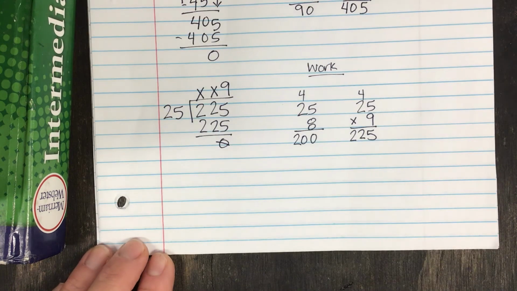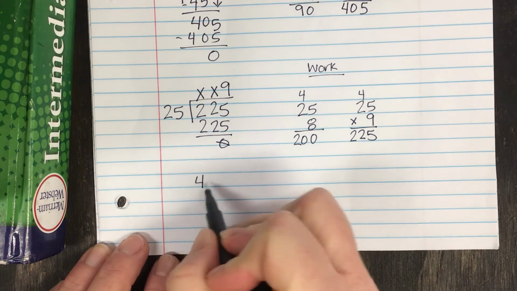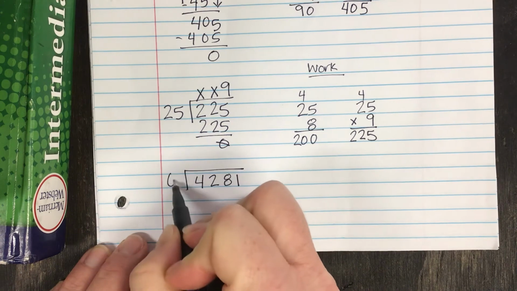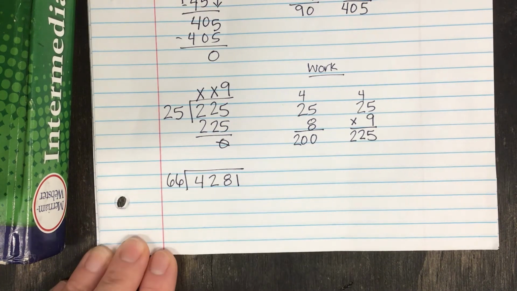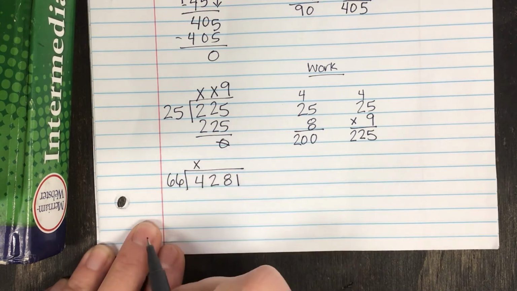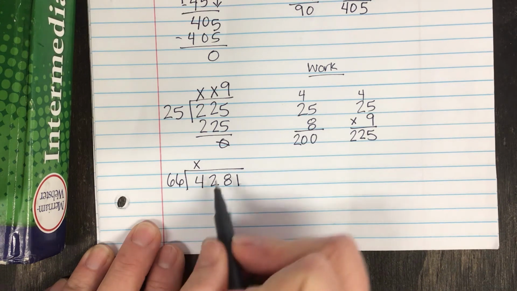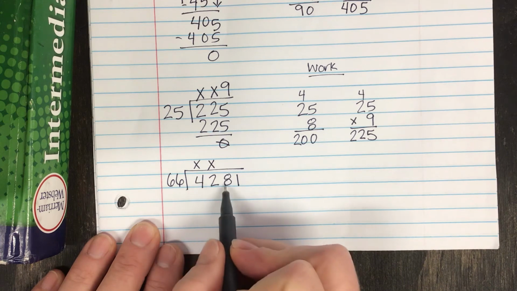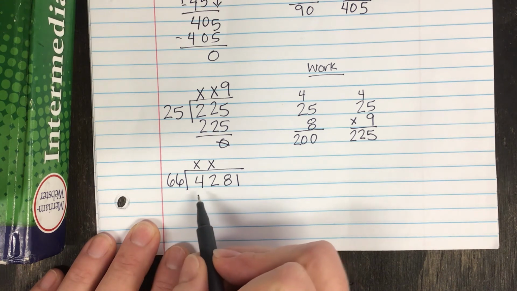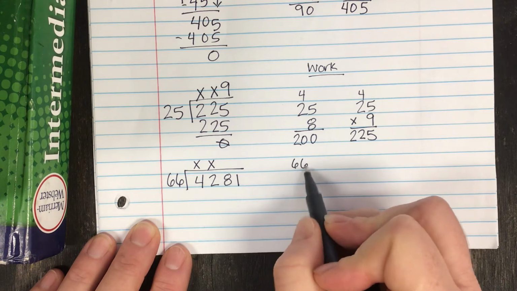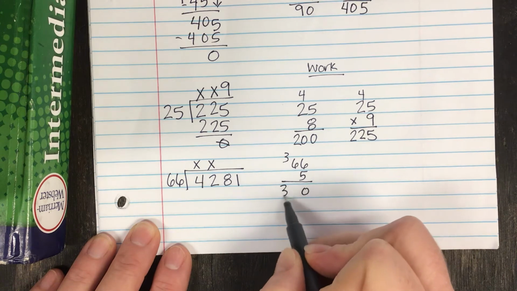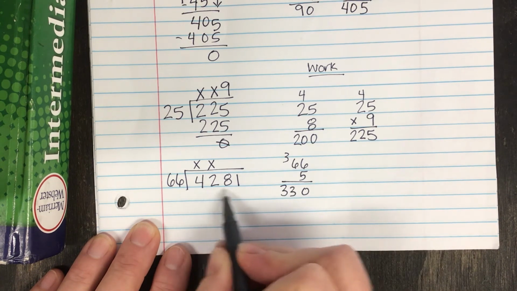Let's do 4,281 divided by 66. I know I can't get a group of 66 out of 4. I can't get a group of 66 out of 42. There's not enough there. But I could get groups of 66 out of 428. So I'm going to work with 428. Okay, I'm going to go ahead and just guess. Let's do 66 times 5. That's 30. And that's 33.